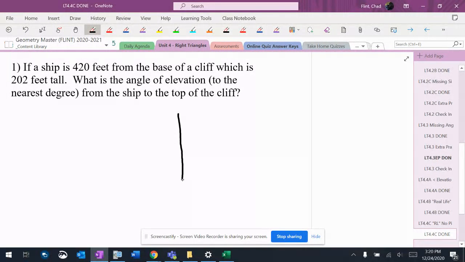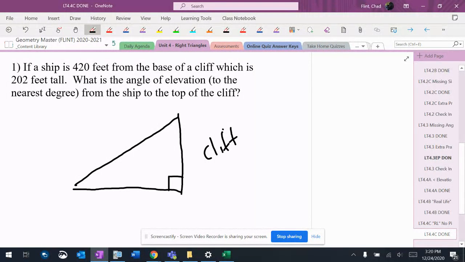I've got a cliff. I got a ship out here someplace, obviously probably on the water. And then I've got my right triangle finished by that. If I want to, I can write cliff over here. I can put a ship right there. I don't need to have those things on there. Maybe they help me though.